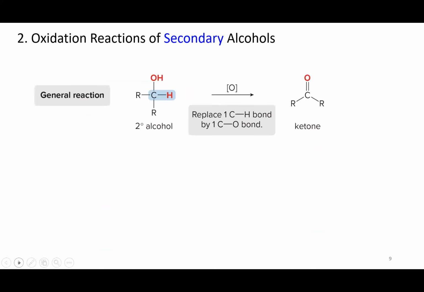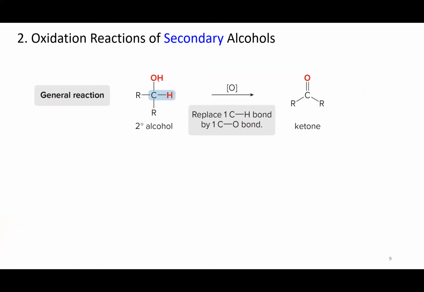Let's look at secondary alcohols. So we can oxidize secondary alcohols as follows. Again, first locate the carbon that bears your hydroxyl group, and we can see it's secondary because there's a carbon chain in that direction and a carbon in this other direction. We also identified that there is at least one hydrogen available here.